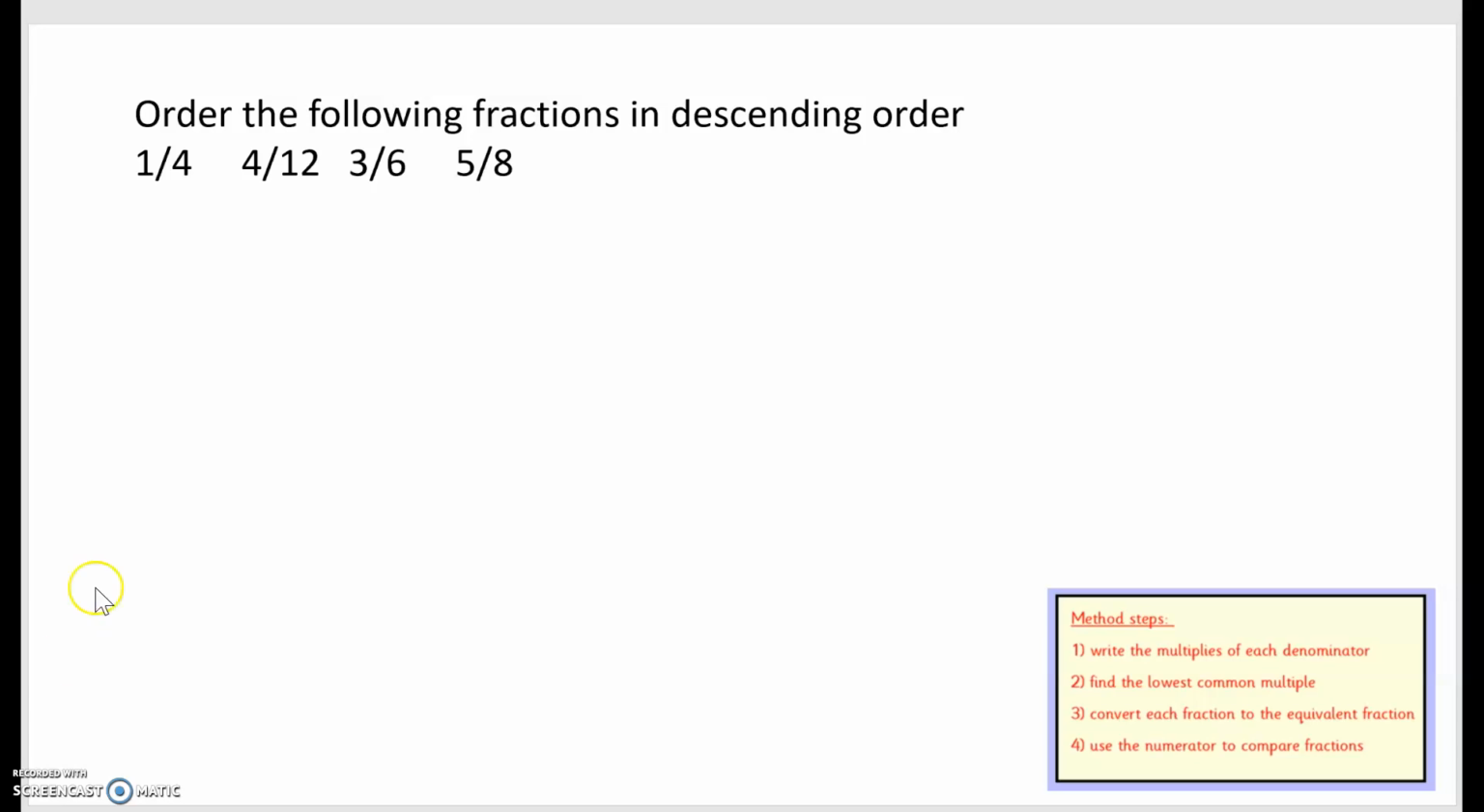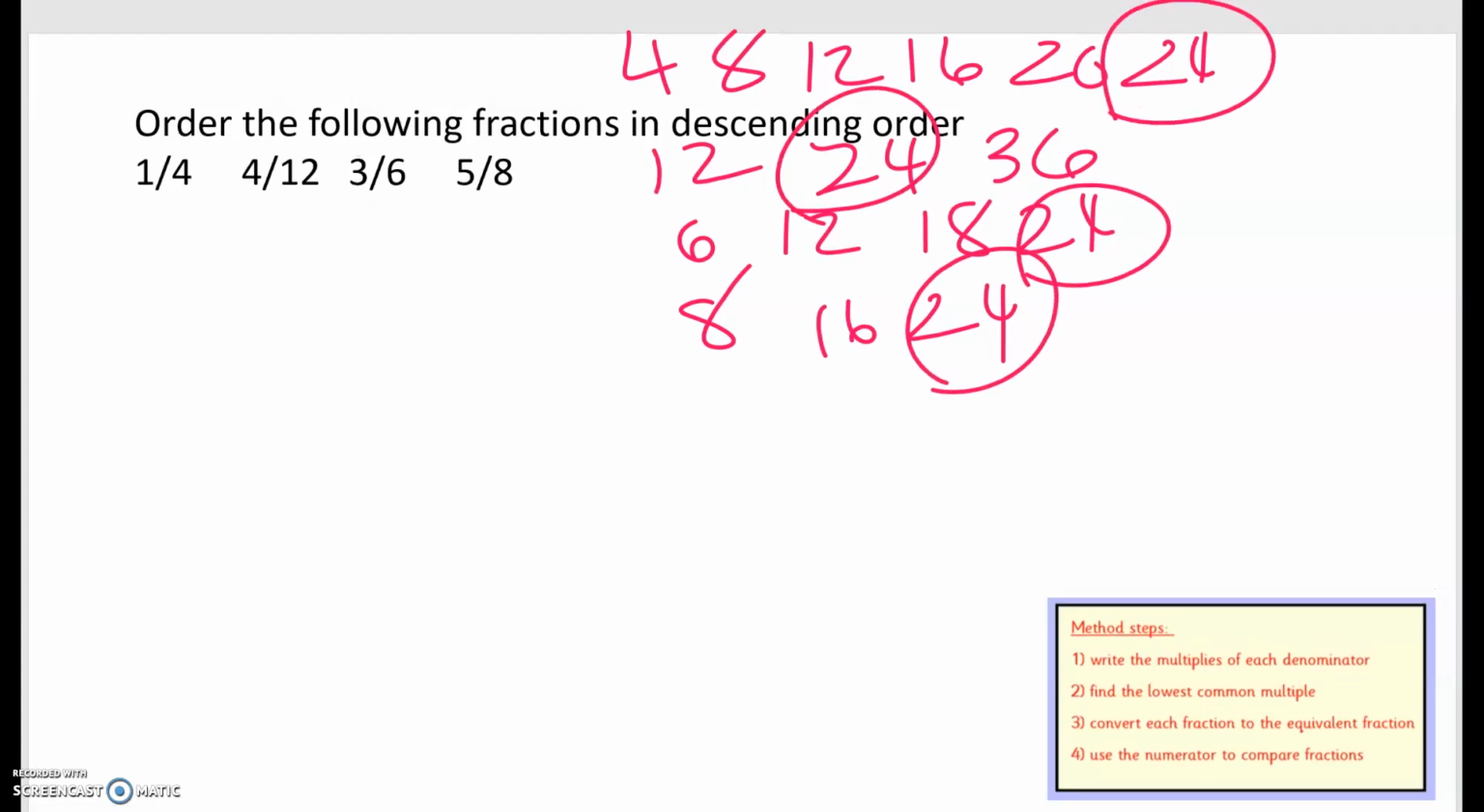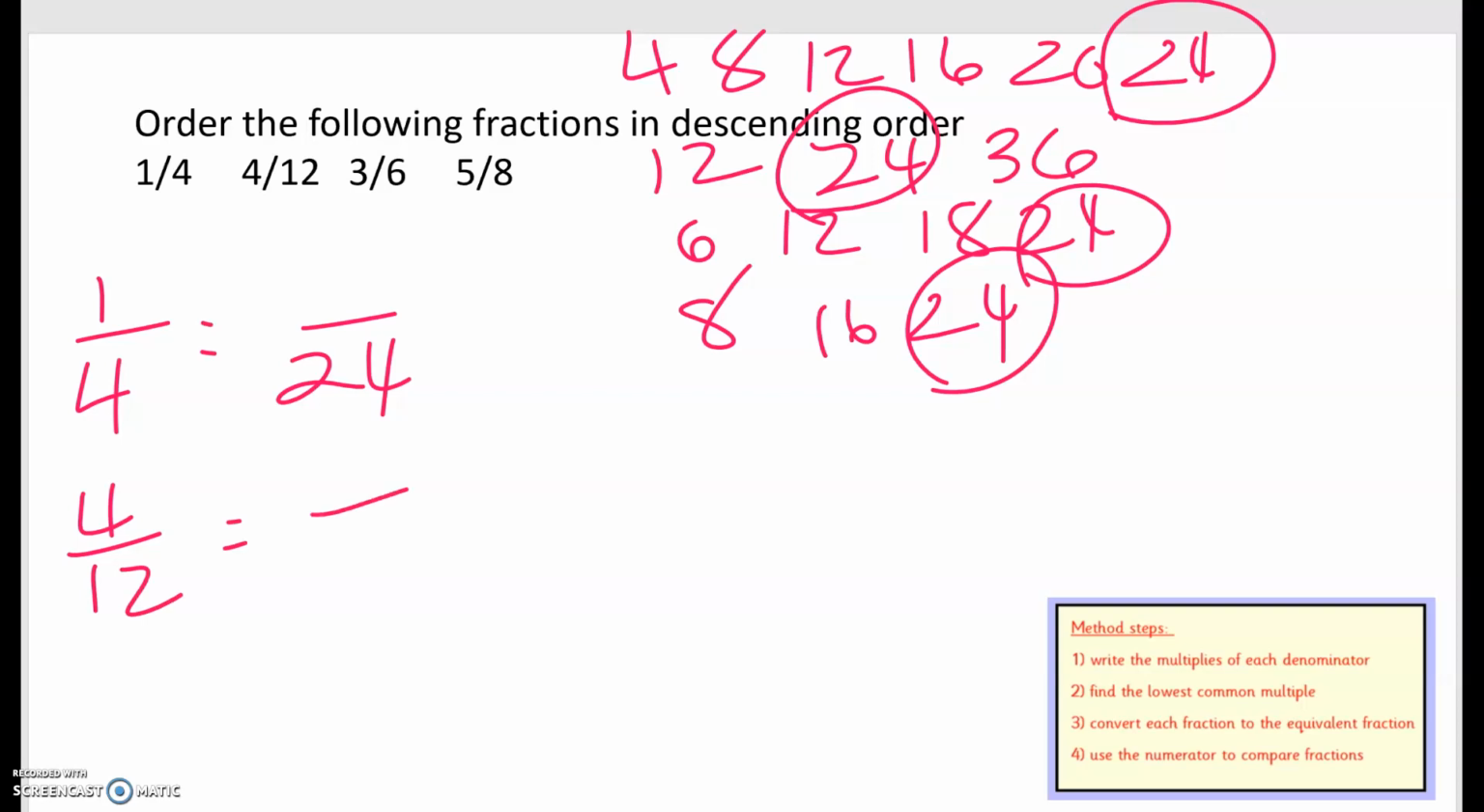Exact same thing now, but for putting fractions in ascending and descending order. So the exact same thing is going to need to happen again. We're going to have to write our multiples for each number, and I'm just going to do that and then pause the video and then come back. So as you can see, I've got all my multiples here. 24 is going to be my lowest common multiple, and I'm going to change every fraction that I see here into 24ths.